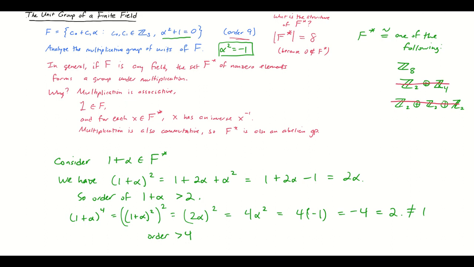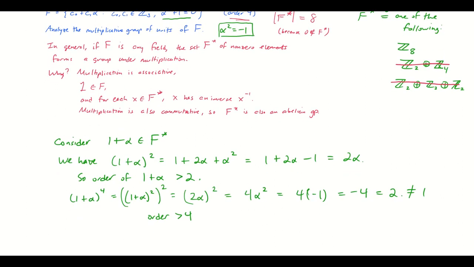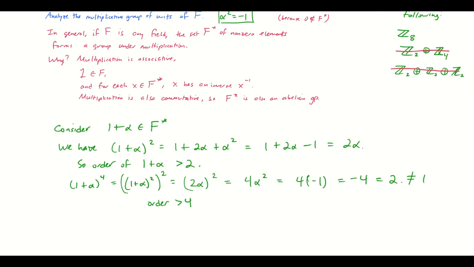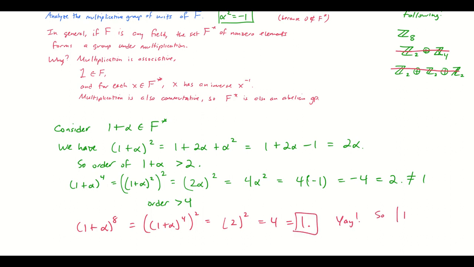Z2 plus Z4 has elements of order at most 4. Okay, let's just verify, even though we know this is going to work because we're in a group of order 8, let's verify that 1 plus alpha to the 8th is actually the identity, or 1. 1 plus alpha to the 8th, that's going to be 1 plus alpha to the 4th squared, which is, let's see, 2 squared, because 1 plus alpha to the 4th was 2. That's 4, and over characteristic 3, that is equivalent to 1. Yay!